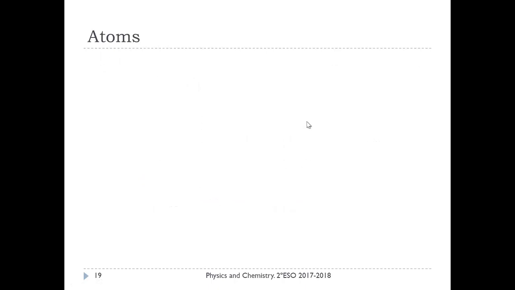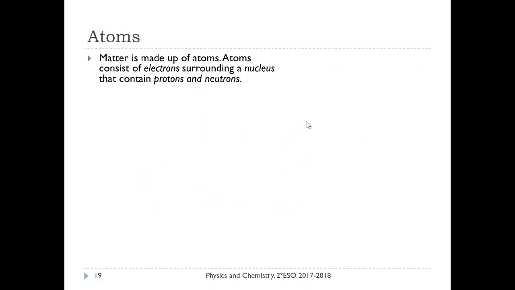Atoms. All matter is made up of atoms. Atoms consist of electrons surrounding a nucleus that contains protons and neutrons. A person who advanced the science related with atoms was Dalton, and he wrote his theory, which is called Dalton's theory of matter, which is the following.